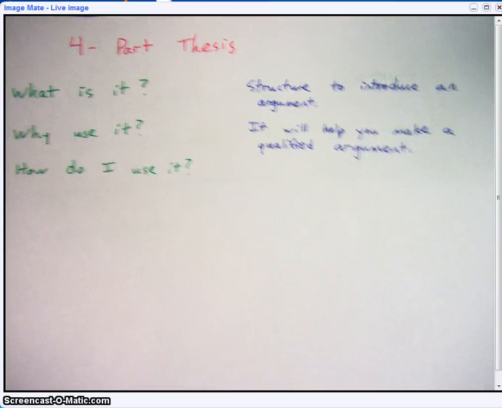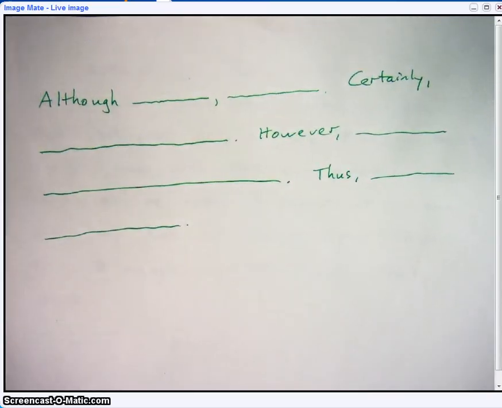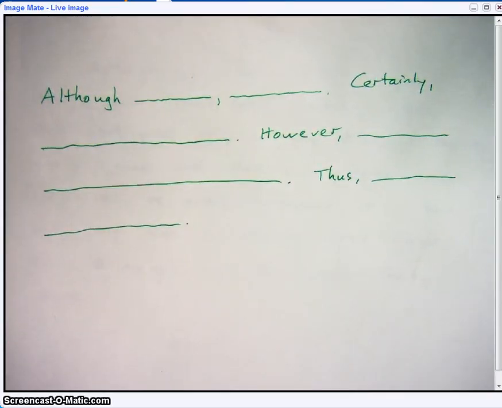So here we go. Okay, here it is. Although blank, comma blank. Certainly, comma blank. However, comma blank. Thus, comma blank. This is the basic skeleton for this structure. So at this point, I would like you to pause the video and copy down this skeleton at the top of your page called 4-part thesis video notes. Go ahead.